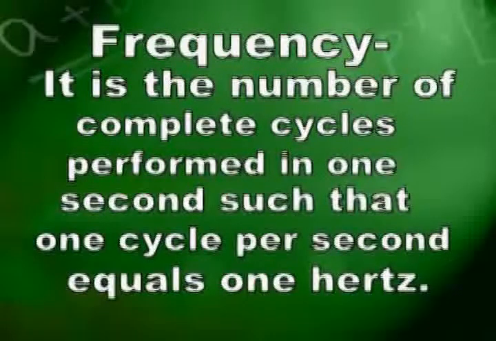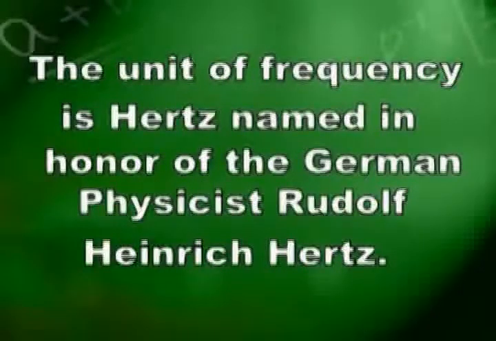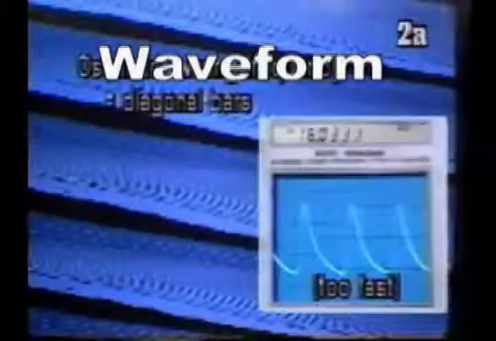Frequency. It is the number of complete cycles performed in 1 second, such that 1 cycle per second equals 1 Hertz. The unit of frequency is Hertz, named in honor of the German physicist Rudolf Heinrich Hertz. Our AC line frequency is 60 Hertz, and we can see the frequency waveform as shown in an oscilloscope.